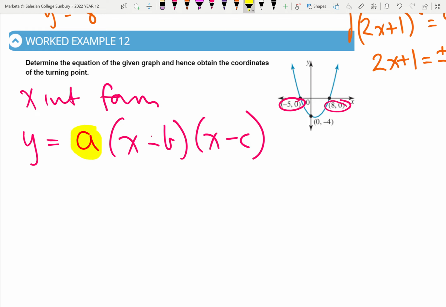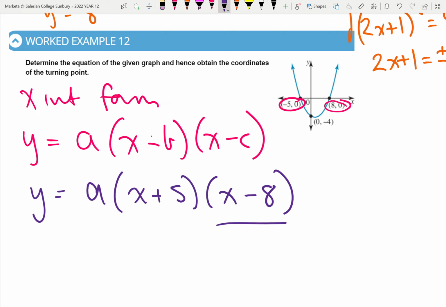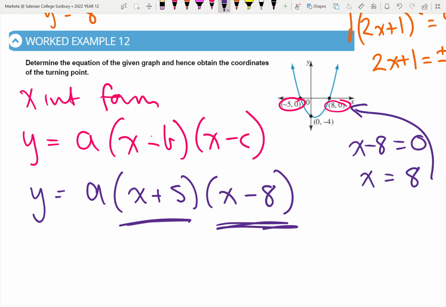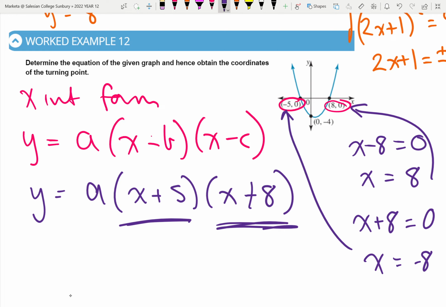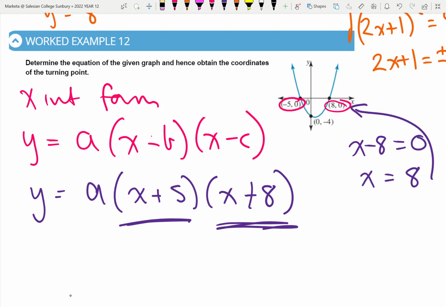I always use a for the dilation, and that will encompass a reflection. So if the graph was this way, you don't make it negative. Your algebra will make it negative by itself. So let's put the values in, the obvious information, the x-intercepts. So we have x plus 5 and x minus 8. And the reason it's the opposite is because, well, if you were solving this, x minus 8 equals 0, that would give you x equals 8. And that's what our x-intercept is. So if you write x plus 8, well, equating that to 0 would mean x equals -8, and that's not the case. x is -5 here, not -8. So we will not do that.